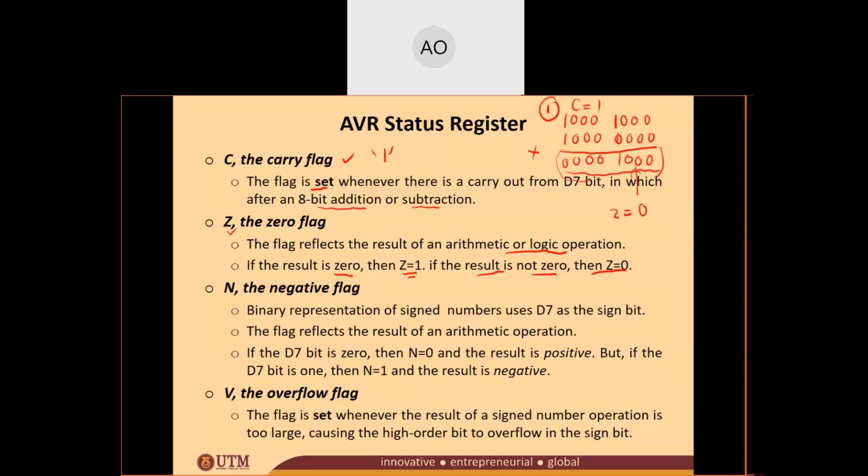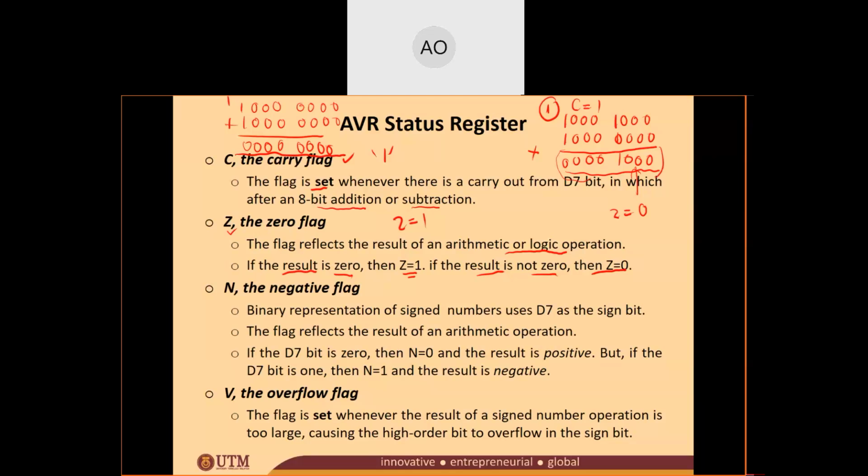Let's say you do the addition process, for example something like this. You add these two numbers here, and then suddenly you get 0, 0, 0, 0, 0. It means that now the Z is set. Z becomes equal to 1, because the result after you do the addition process is 0. Then the Z is set, which is equal to 1.